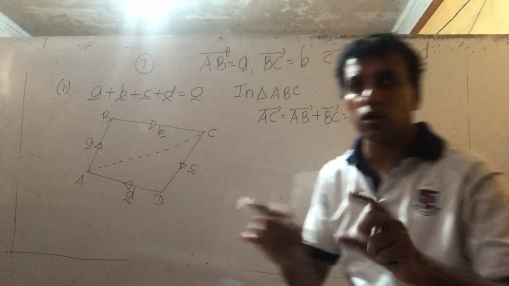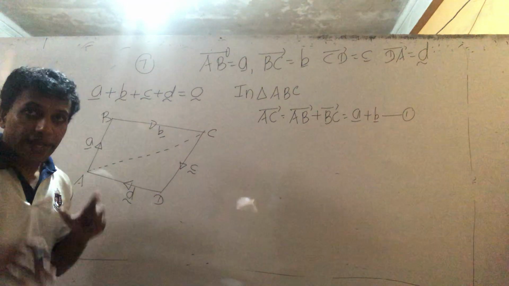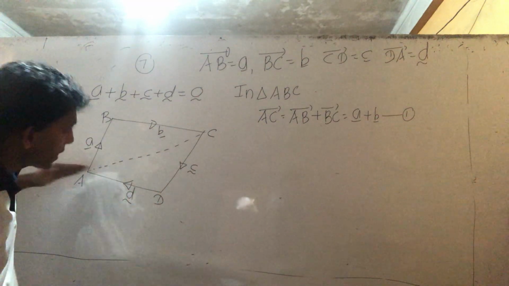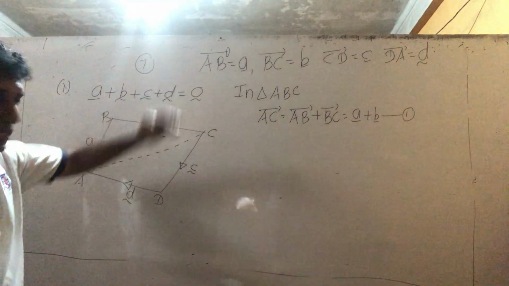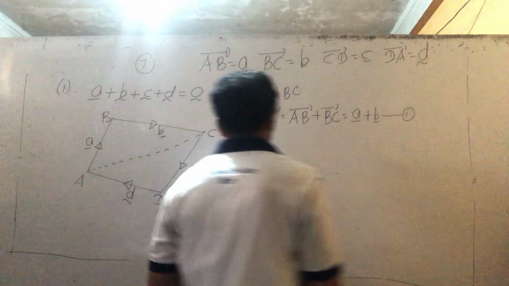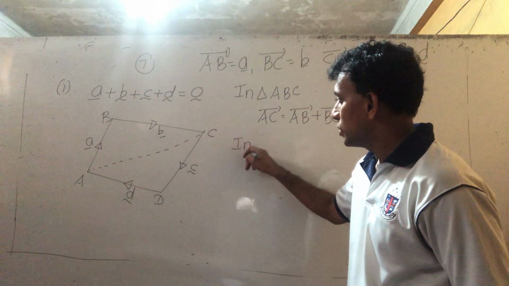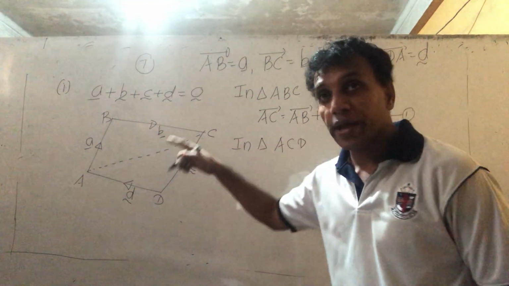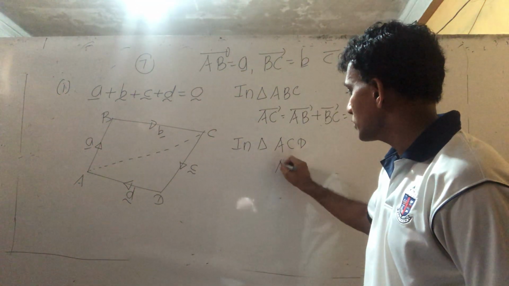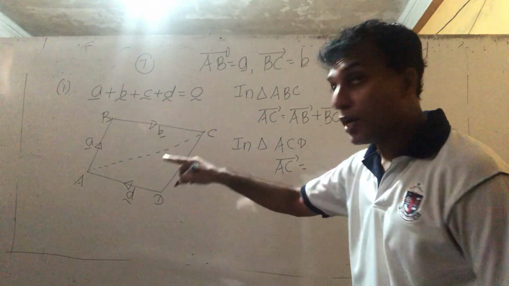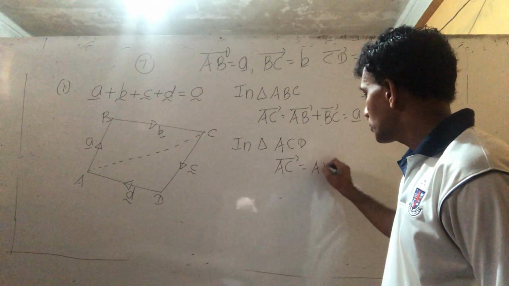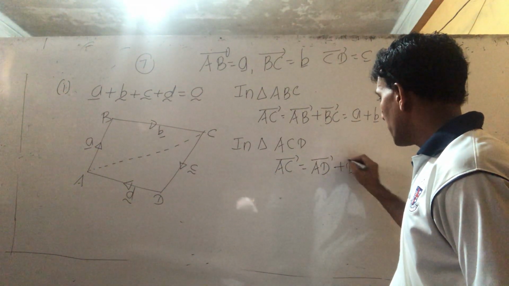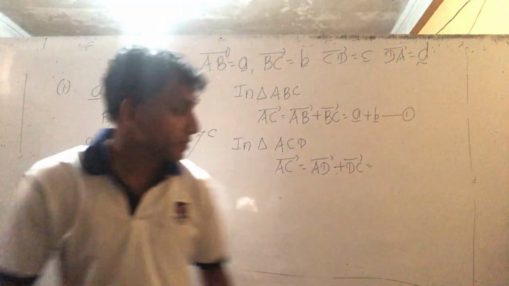Let's say first AC equal that. Again, see the AC answer. Take the lower triangle, the one below, triangle ACD. Again, AC is what? AD plus DC. In triangle ACD, vector AC equals AD plus DC.